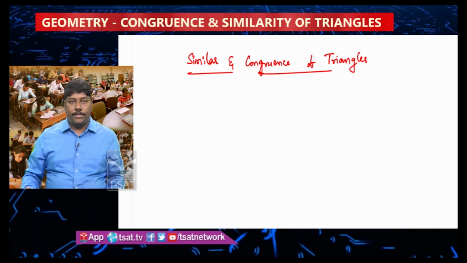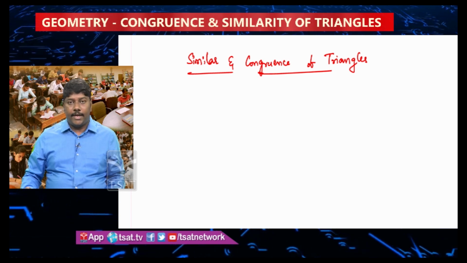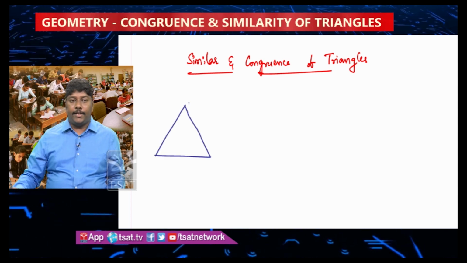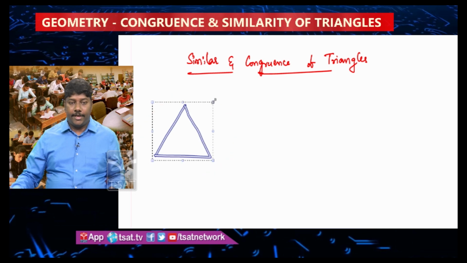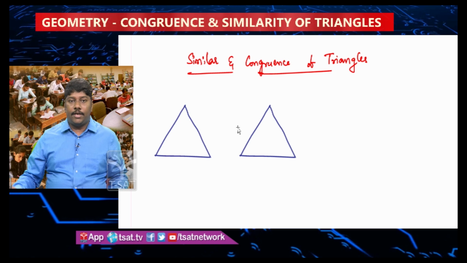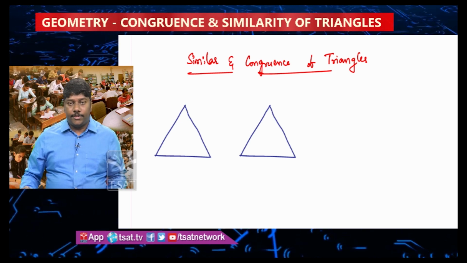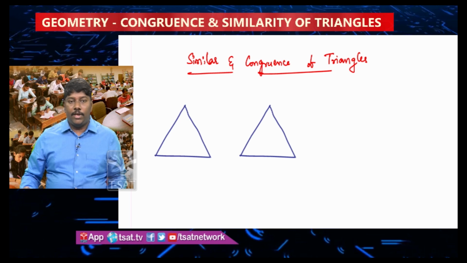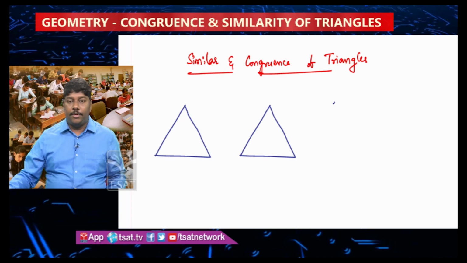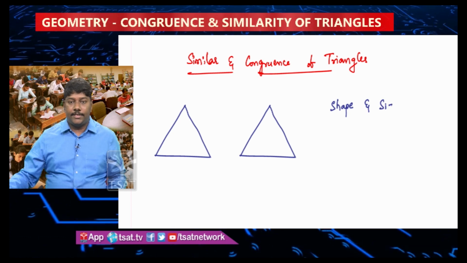When I say congruence, in all respects two figures, not only triangles, be it a rectangle or a square, they must be equal. Suppose I take a triangle here and just copy paste it. In all respects, these two triangles are congruent. So, when I'm saying congruence of triangles, two triangles must be equal in their shape as well as in size. So, two things must be remembered. They must be equal in shape as well as in size.